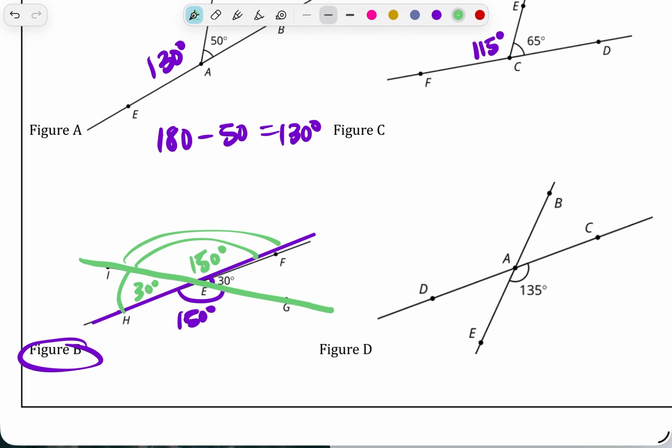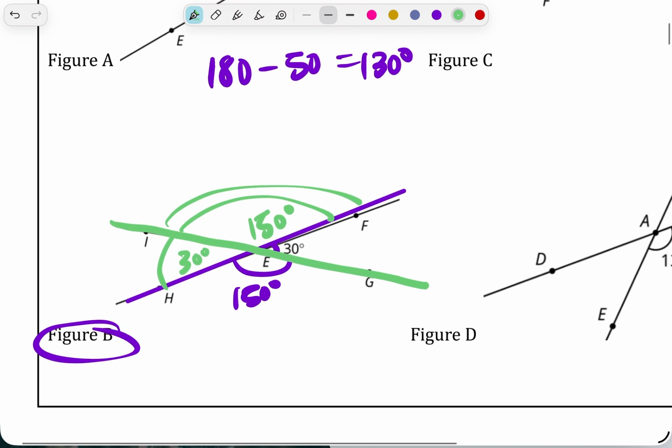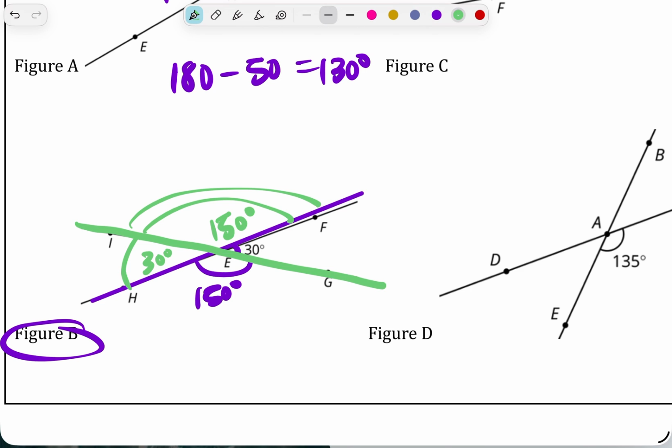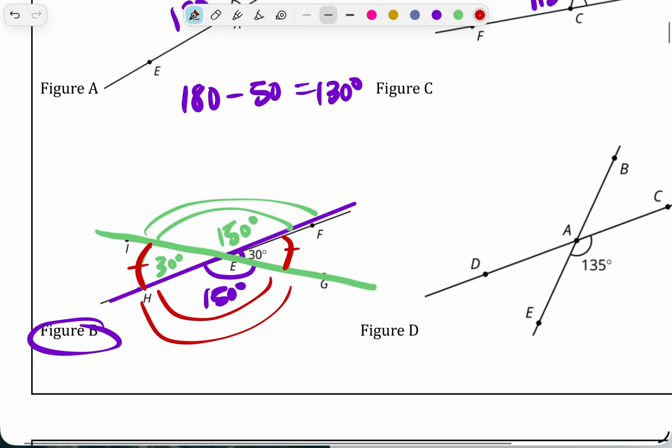What do you notice about any patterns? You might have said that the opposite angles are congruent. Okay, so that's a special property of vertical angles.